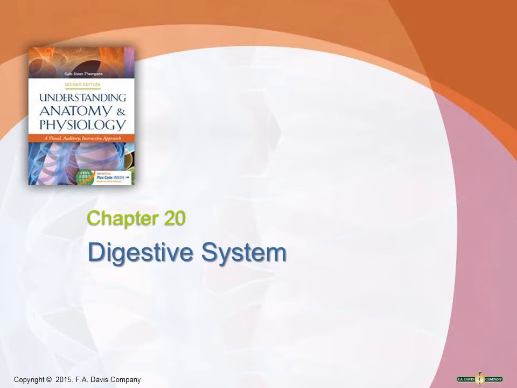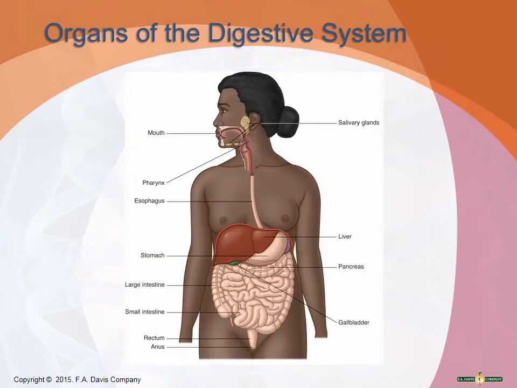So here we go, Chapter 20, the digestive system. Before we get started, just to consider the function of the GI or digestive system: we ingest, break things down so that they can be used for nutrients, and then the waste products get eliminated. But there's a lot of processes going on in between.